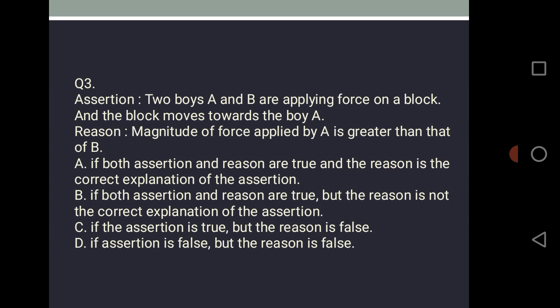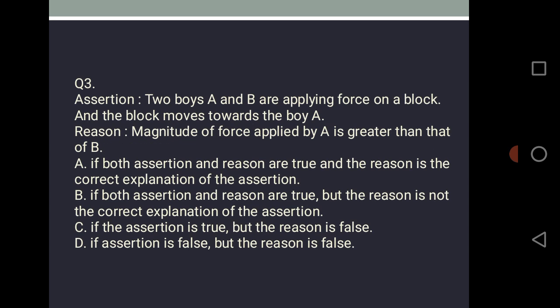For this, option A is if both assertion and reason are true and the reason is the correct explanation of the assertion. Option B, if both assertion and reason are true, but the reason is not the correct explanation of the assertion. Option C, if the assertion is true, but the reason is false. Option D, if assertion is false, but the reason is false.